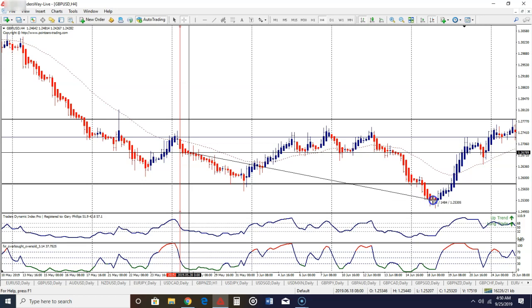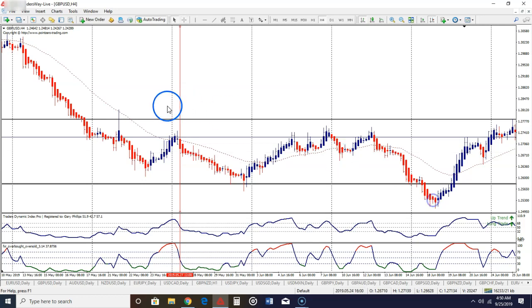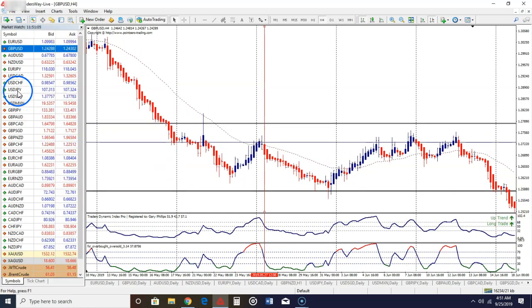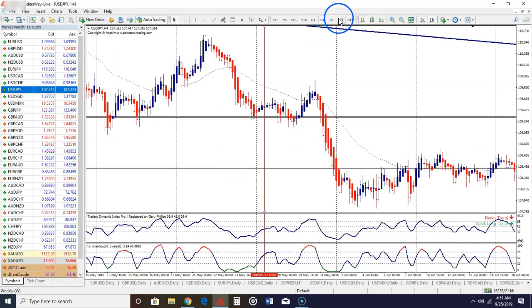137 pips right here. It took us about 3 weeks, 15 trading days to get this 137 pips, but hey, we hit it. Okay? Let's look at another example. Let's go to the USD JPY and let's go back over to the weekly time frame.